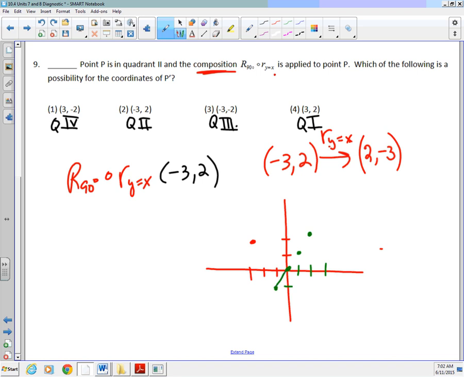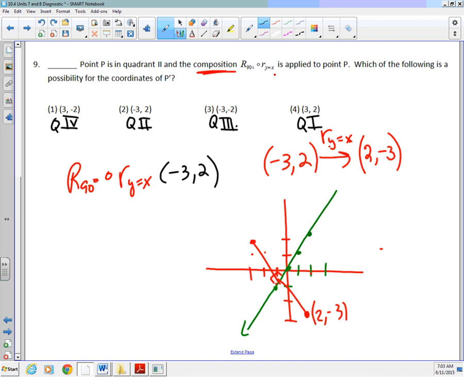Okay, here's my line y equals x. And so I have to go perpendicular to this line. So I'm going to actually go down 1 over 1, down 1 over 1, down 1 over 1. So I end up meeting the line here. That's my perpendicular angle. And I hope that you see we end up at (2, negative 3). That's a reflection in the line y equals x.